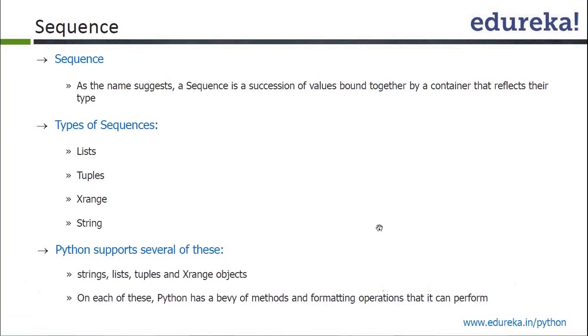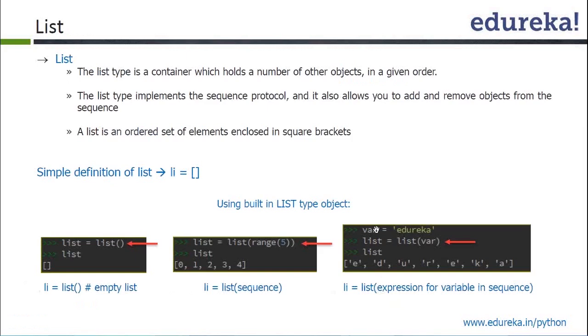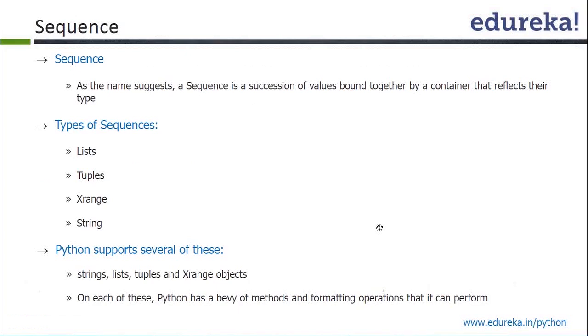We all know what a list is, right? We all know what a tuple is. Now you might not know as much of tuples as yet, but at least we know what a list looks like. The only difference between list and tuple is list has square braces, whereas tuple has parentheses. X-range, I just explained it to you, and we know what a string is as well. But let's uncover this one by one. Python supports several of these string, list, tuples, and X-range objects. On each of these, Python has a bevy of methods and formatting operations that it can perform. We'll see it one by one.